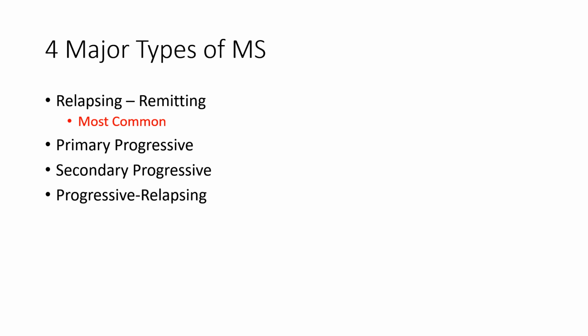Secondary progressive begins with a relapsing remitting type process and then becomes progressively debilitating. And then progressive relapsing means that every time the patient has a relapse, they are worse and they never get back to baseline. But again, we're going to be talking about the most common type, which is the relapsing and remitting type.